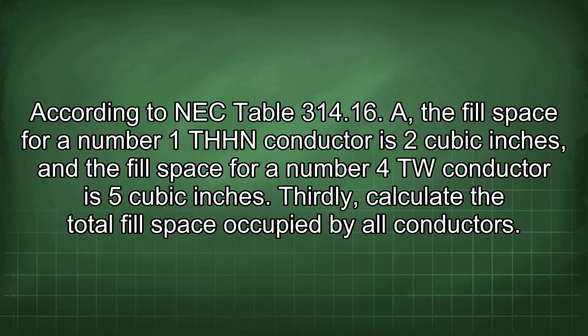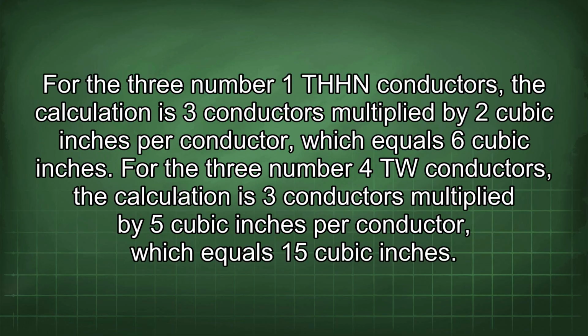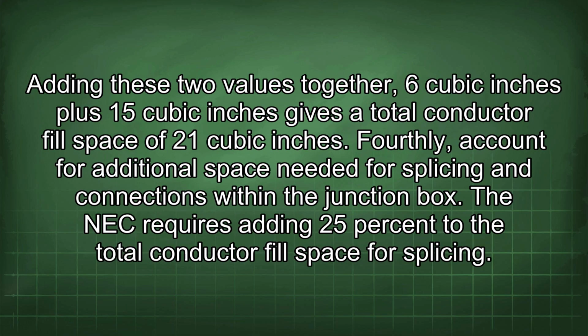Thirdly, calculate the total fill space occupied by all conductors. For the 3 number 1 THHN conductors, the calculation is 3 conductors multiplied by 2 cubic inches per conductor, which equals 6 cubic inches. For the 3 number 4 TW conductors, the calculation is 3 conductors multiplied by 5 cubic inches per conductor, which equals 15 cubic inches. Adding these two values together, 6 cubic inches plus 15 cubic inches gives a total conductor fill space of 21 cubic inches.